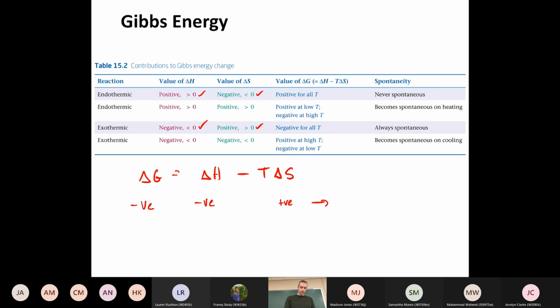Then we have these other situations here and here where whether the reaction is spontaneous or not will depend on the temperature. It can be spontaneous at high temperatures or spontaneous at low temperatures, depending on the relative values of delta H and delta S. That's where T becomes important in those cases.